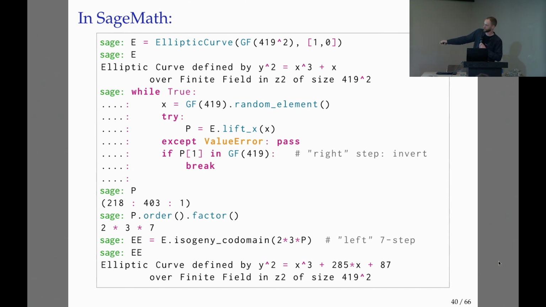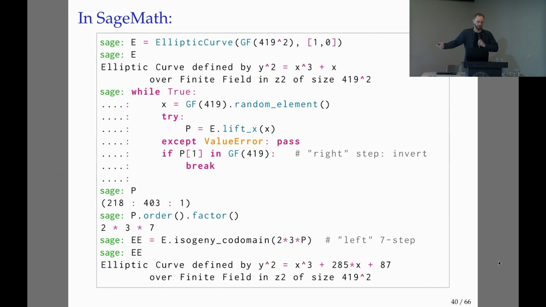So in this case, it's 2 times 3 times 7, and we want to, let's say, compute a 7 isogeny step for l_i equals 7. So that means we have to multiply out the parts we don't want, 2 times 3 times that point. So that point that goes into the isogeny computation here is now a point of order 7, and then we get a new curve from that. So this is really all it takes to compute one step on this graph.